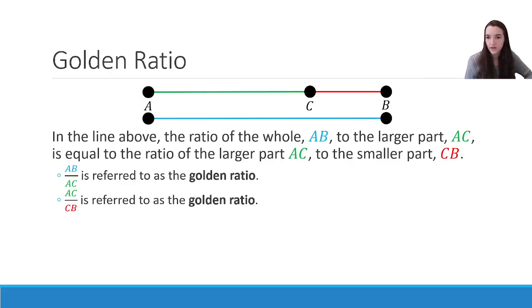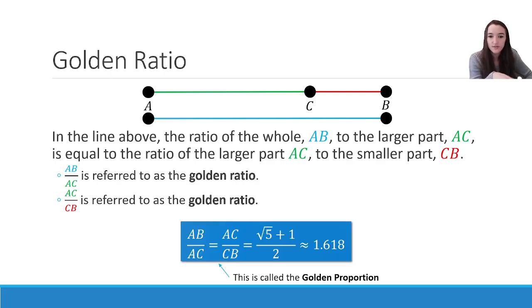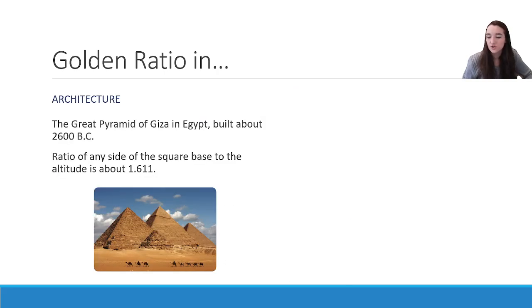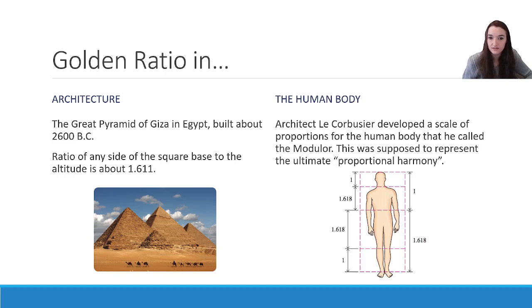And again, why do we care? Well, this is for any given line. If I create a line where this is true, then that division, that ratio, ends up being 1.618. This is called the golden proportion. But again, why do we care about this? Well, the golden ratio, the golden proportion, the golden number, all of this comes into architecture. It comes into standards of beauty. It comes into the human body, in fact.